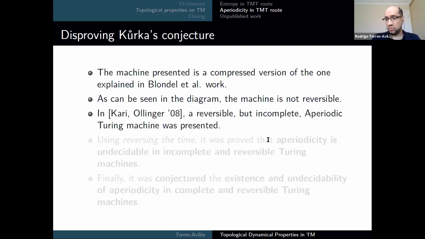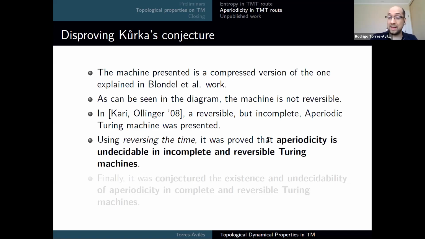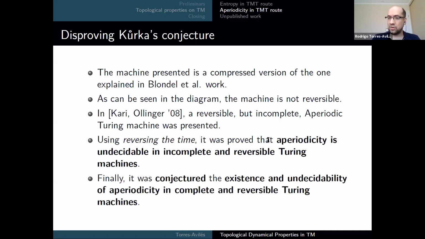In Kari-Ollinger 2008, an incomplete but reversible aperiodic Turing machine was presented, and it was also proved that the aperiodicity problem, but in reversible Turing machines, is undecidable. Also, it was conjectured that there exist complete and reversible Turing machines with undecidable aperiodicity.